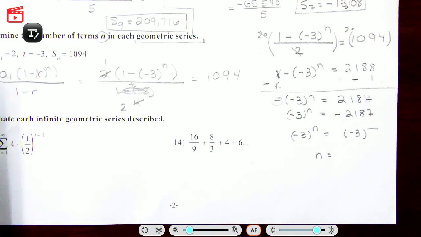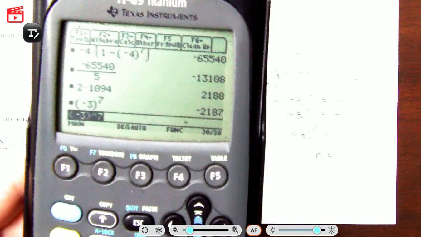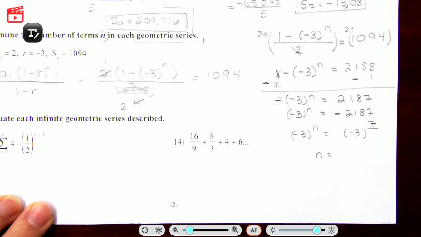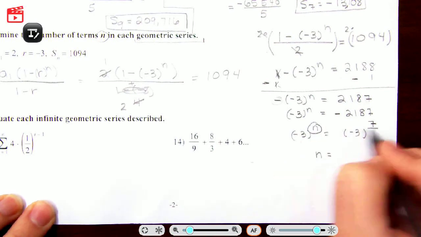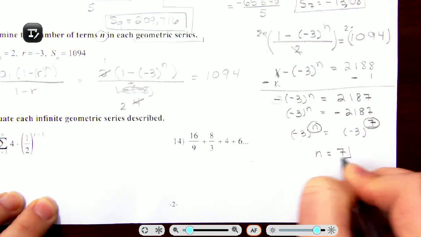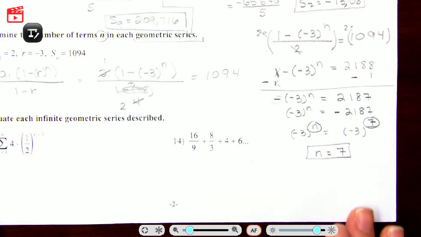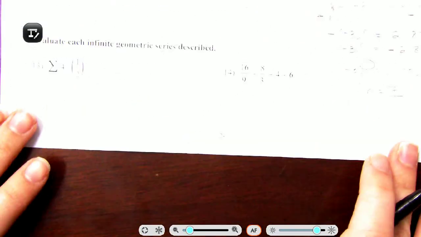And I'm laughing because my first guess did end up being correct. So negative 3 to the 7th power, that means n is 7. N is 7 for number 12. Okay, number 13 and number 14 will require a little bit more space.